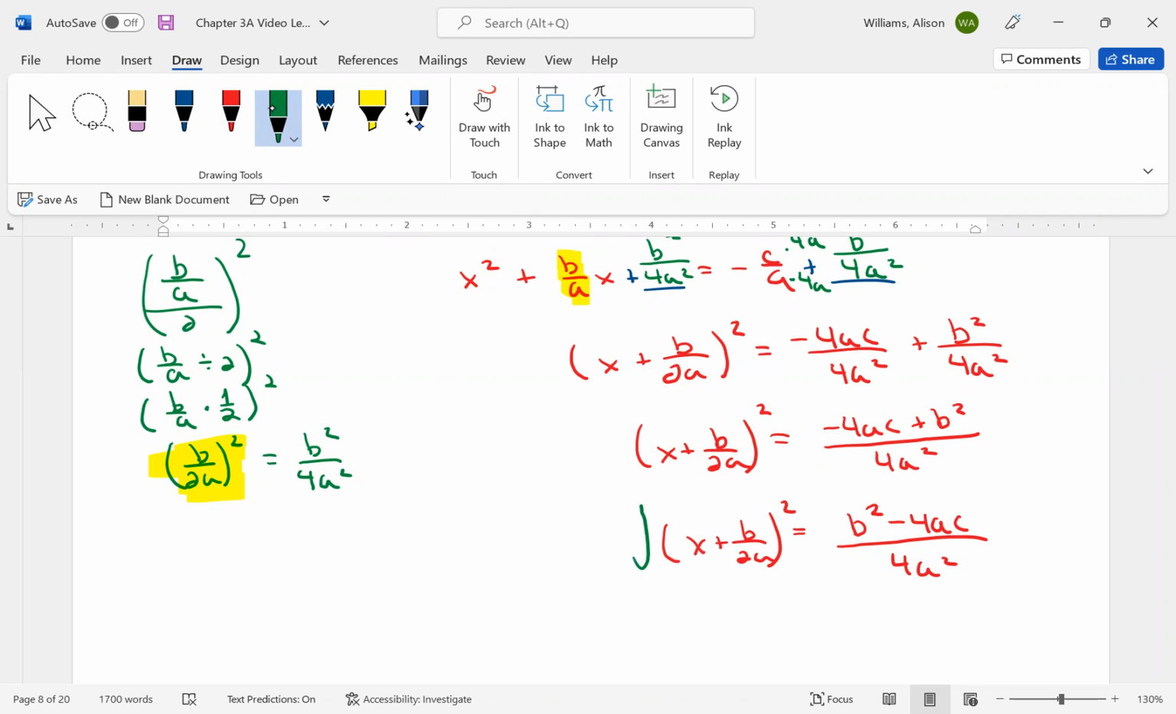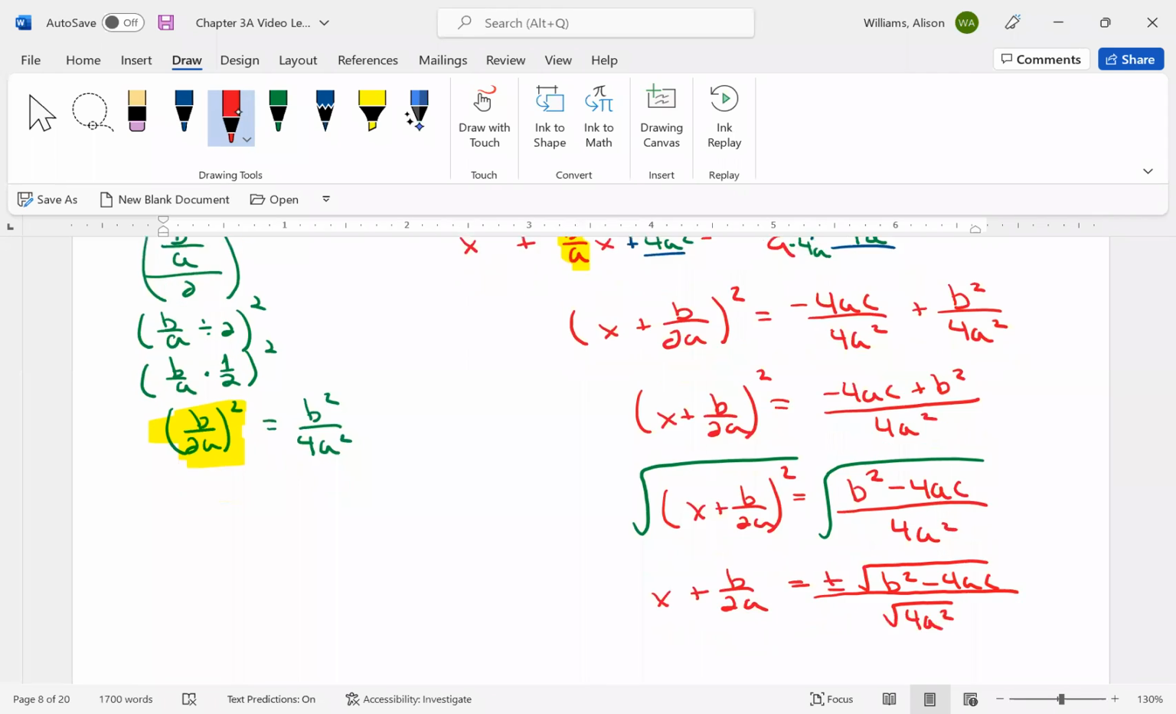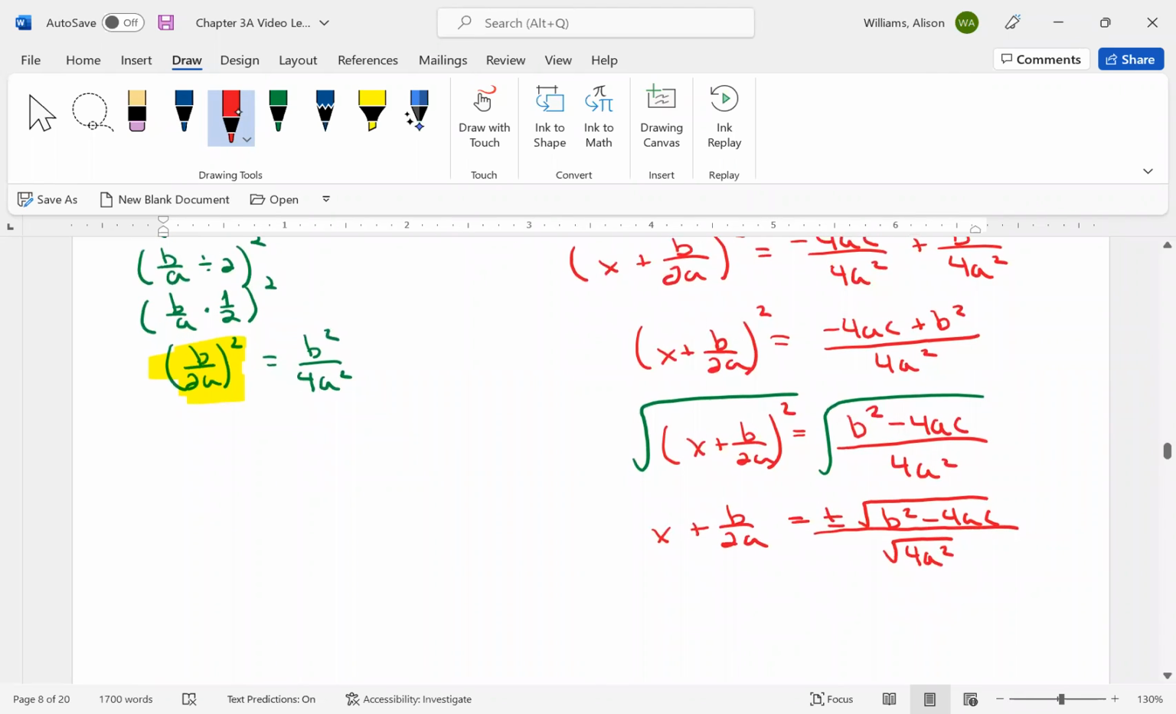Okay, we finally factored the left side into a perfect square, added the two terms on the right, and now for completing the square, we're going to take the square root of both sides. Left side, that's kind of nice, x plus b over 2a. Right side, we're going to put a plus or minus in the front, and then I'm going to break up the square root. I'm going to take the square root of the numerator and the square root of the denominator. Now, the square root of the numerator kind of sucks. The square root of the denominator actually works. I can take the square root of 4a squared. It's 2a.